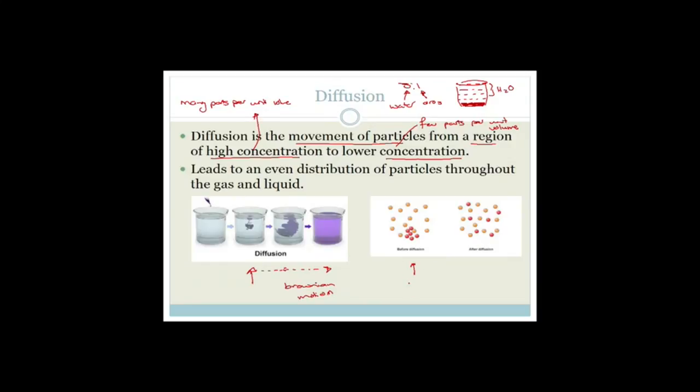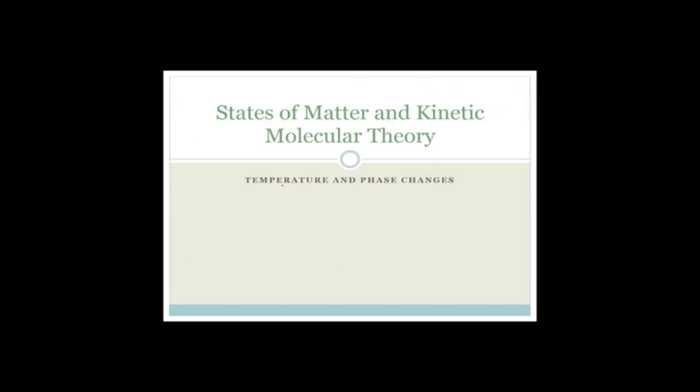collection of your little red particles and not a tight collection of your orange particles. And you can see they are equally dispersed, and that's because the Brownian motion has caused diffusion. So this leads to an even distribution of particles throughout the gas or liquid.